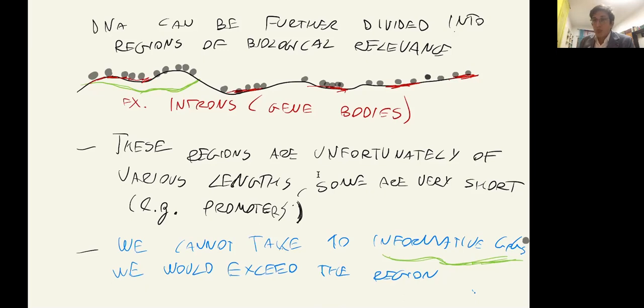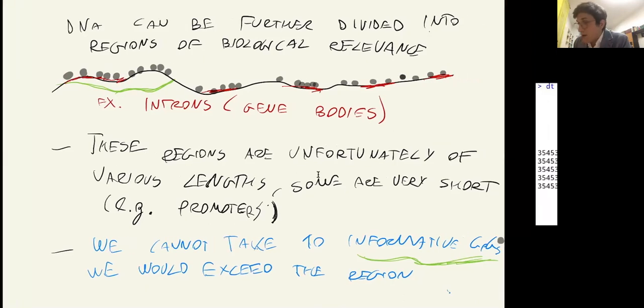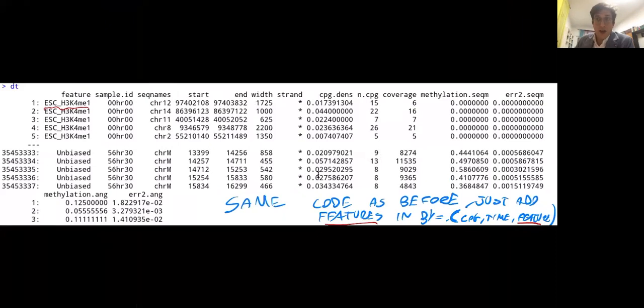And you can do exactly the same procedure. Of course, you have to create a new data table, put this data table together, where instead, as you can see here on the column feature, here there is unbiased, which was the one before, and now this is H3K4ME1. This is a new region of biological relevance. And so this data table, that's why they become terabytes of data, because you can start to look at many different regions like introns, promoters, H3K4, H3K27, so they will become huge and huger.